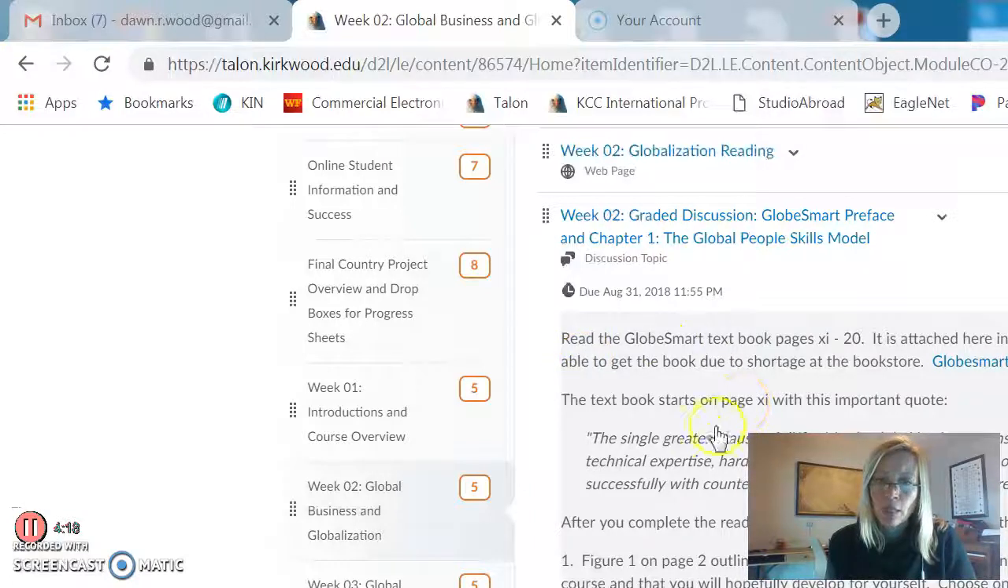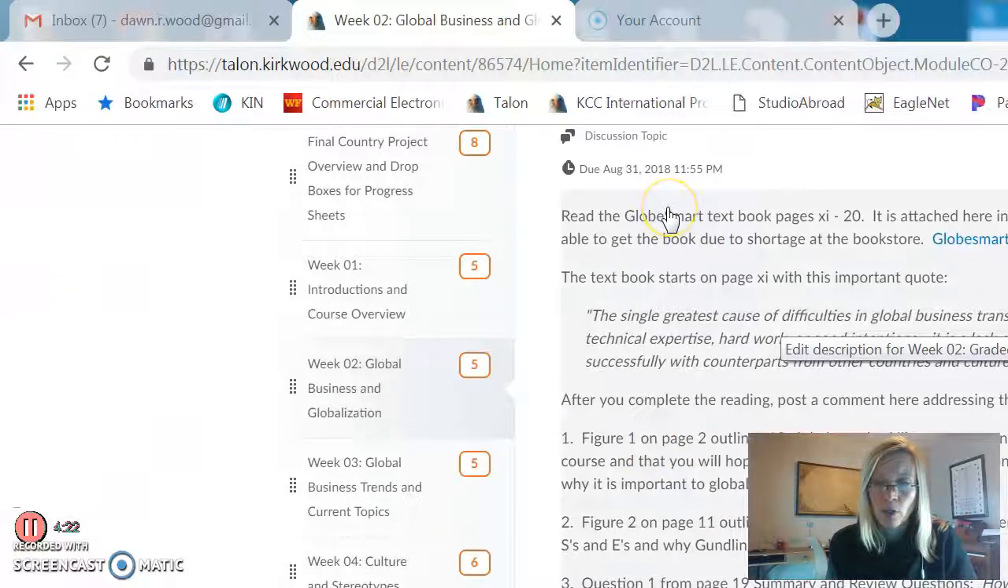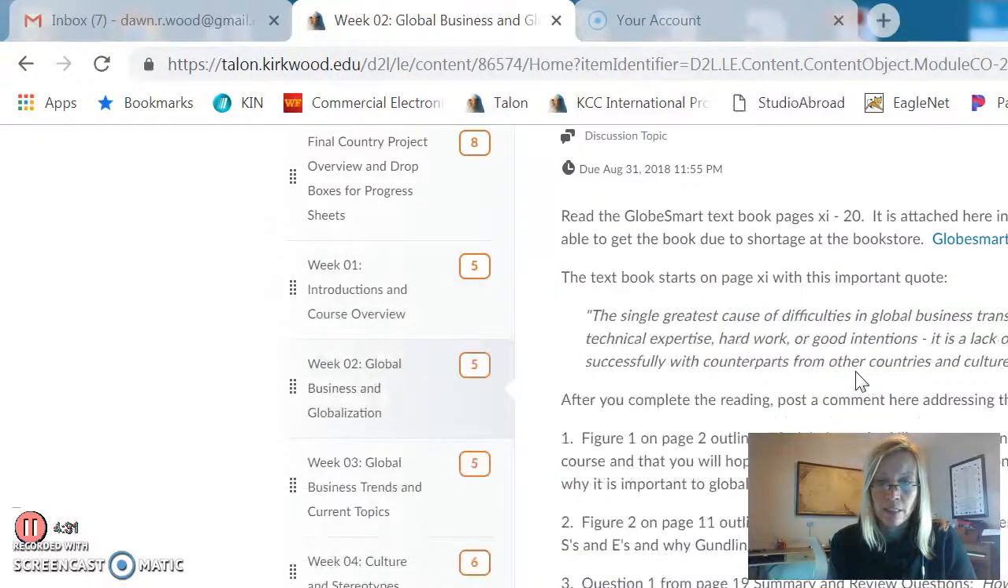You'll complete that reading and then post a comment to the discussion board, a minimum of 150 words. Please add in some extra resources. You might find other articles online about this to add to the discussion.